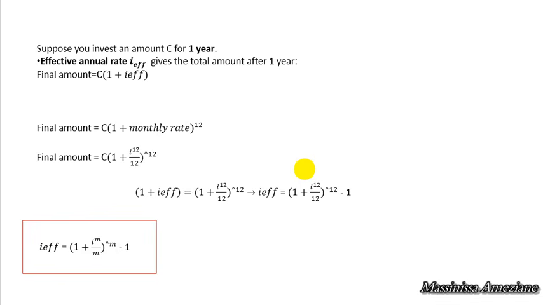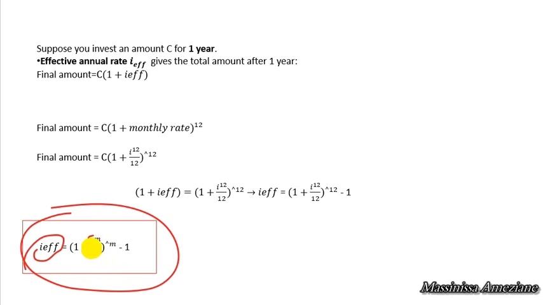So the effective interest rate, this is our formula, equals 1 plus the nominal interest rate compounded m times divided by m, to the power m, and this minus 1. This is how you get the effective interest rate from the nominal, which means we calculate this from this.